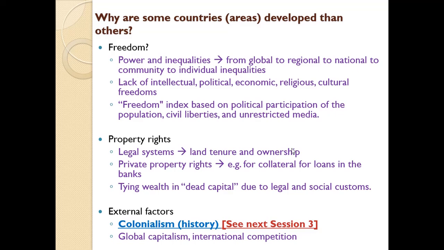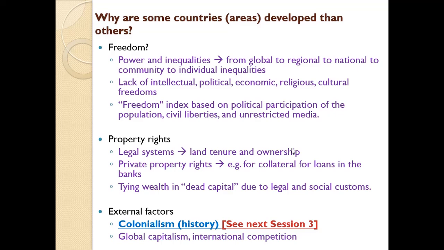Lack of intellectual or political or economic or religious or cultural freedom. That is very important. So you can check the freedom index that looks at political participation. Does everyone have equal rights to participate, or are others suppressed? Then you have property rights, the legal systems, the land tenure system. Who owns land? Are you able to use it?